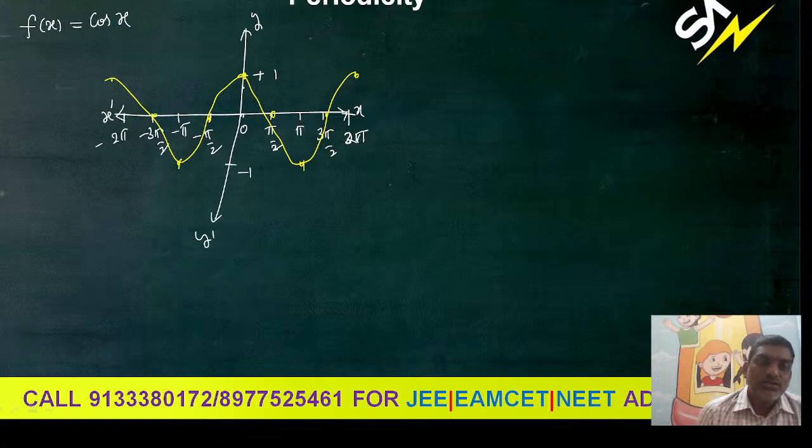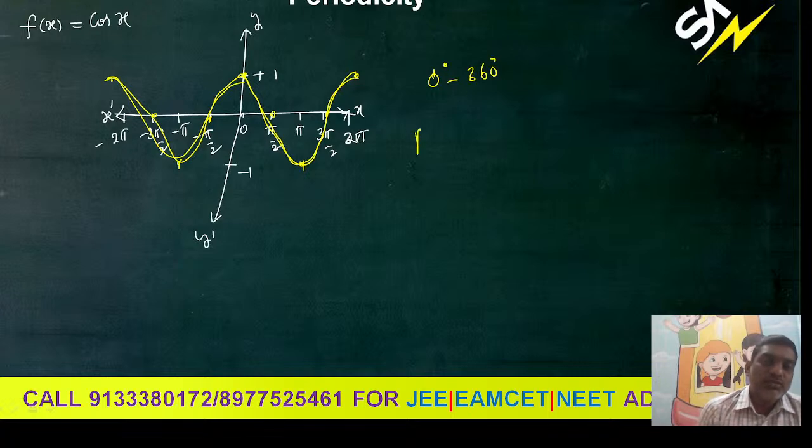Or else you can take 0 here to here. The U-shaped curve is repeating again and again. So what length is repeating here? A length of 0 to 360 is repeating, 0 degrees to 360 degrees.